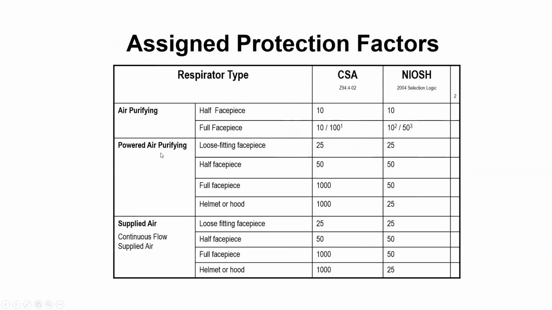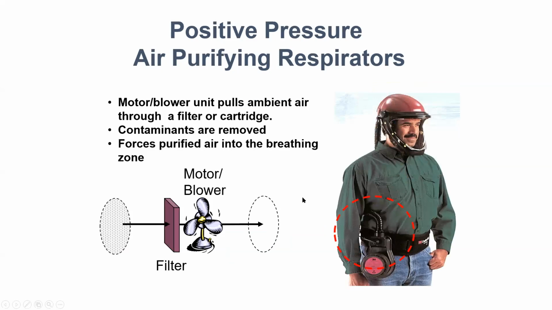For half-face powered air purifying respirators it is 50. Full face piece is 1000, or helmet or hood is 1000. That's what we have here. So I hope that will help you with preparation for your Train the Trainer for fit testers.